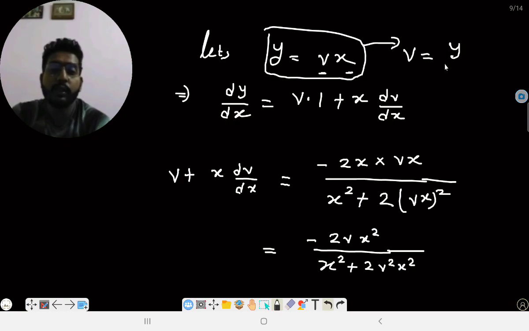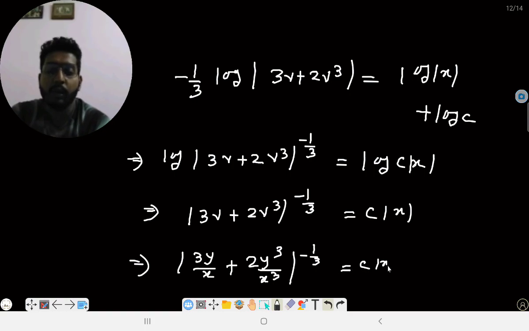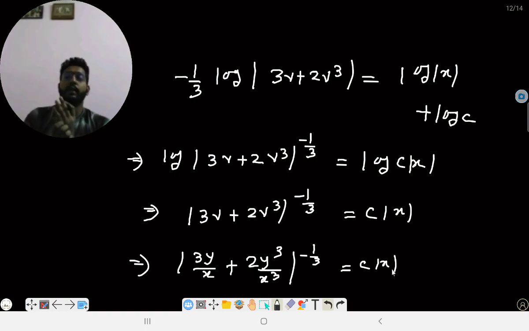The value of v is y by x. So from here just put the value here and simplify, you'll get the answer. Okay, 3y by x plus 2y cube by x cube whole to the power minus 1 by 3. Okay, and c mod x, like this. Now we have to just simplify and that will be the answer.